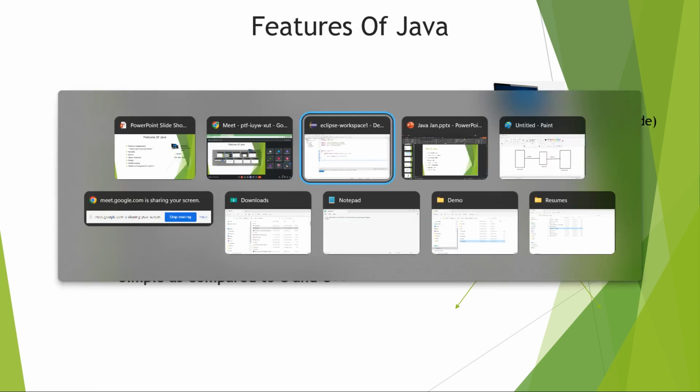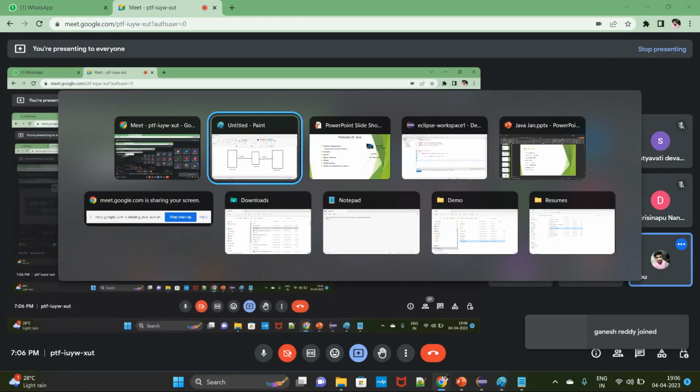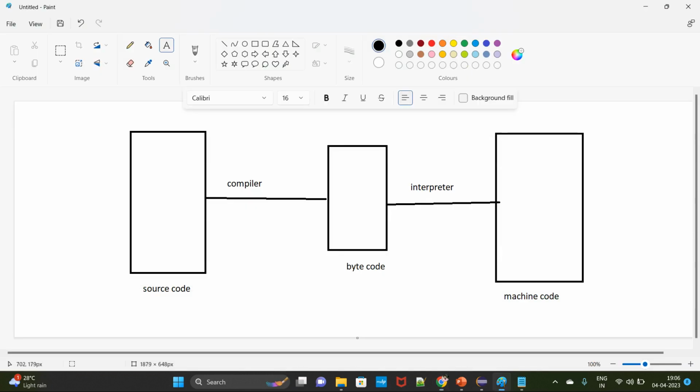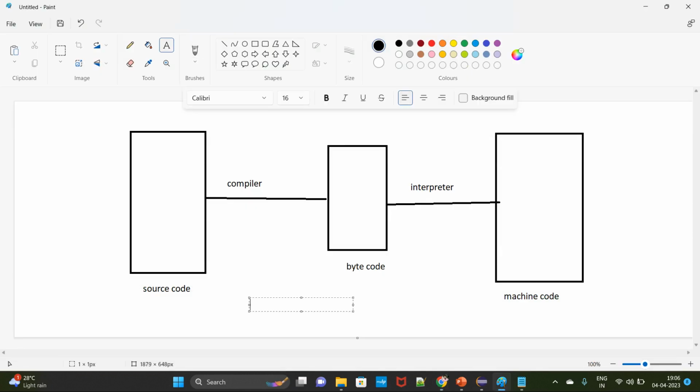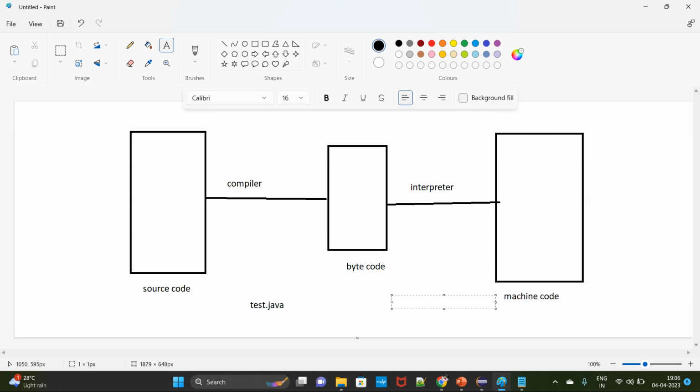Suppose here, on Paint, if we make a program as test.java and compile it, what is the name after the compilation? It is test.class. It will look like that.